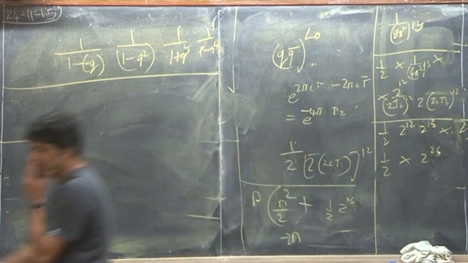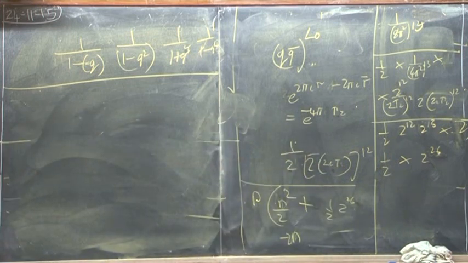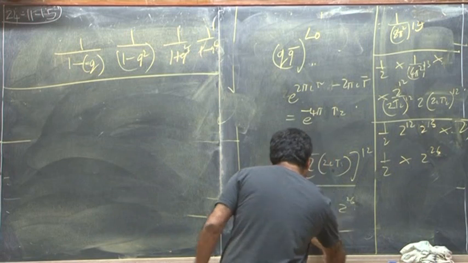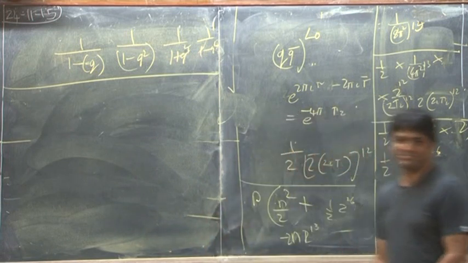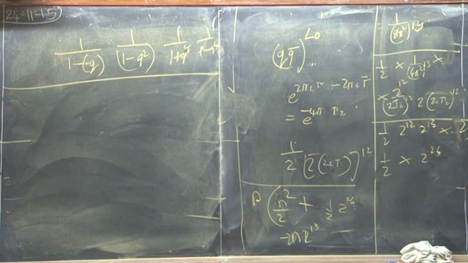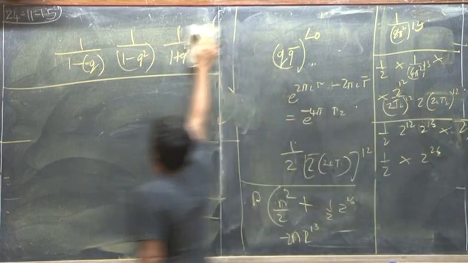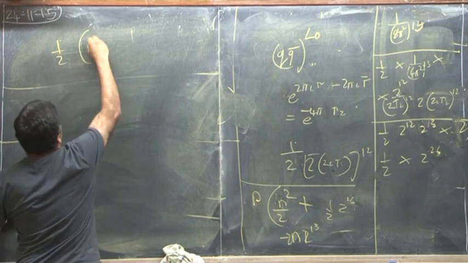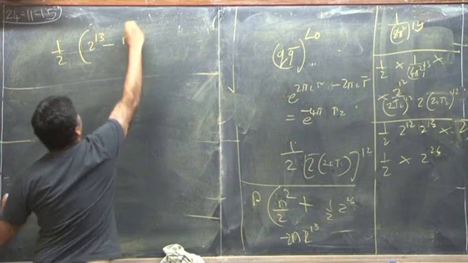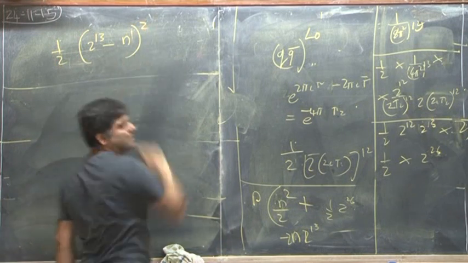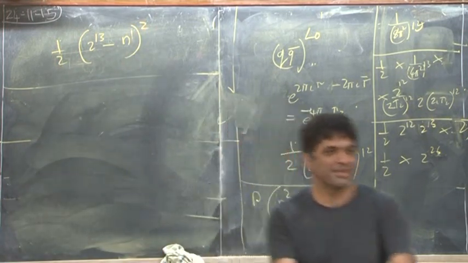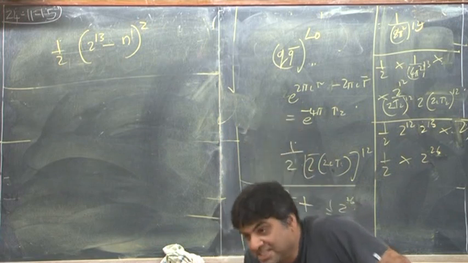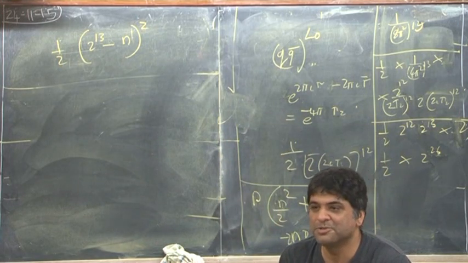And here, when you do this, you get 2 to the power minus 2n and 2 to the power 2. I'll show you this next class. We'll also do the two countings carefully. Okay? So that is half times (2 to the 13 minus n) squared, which is consistent if n is 2 to the power 13.